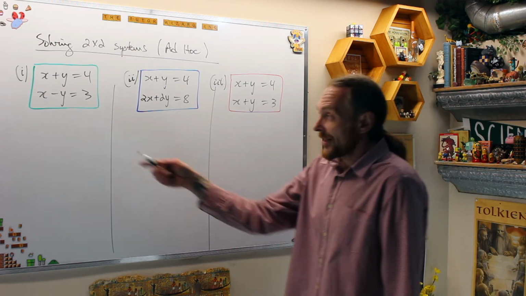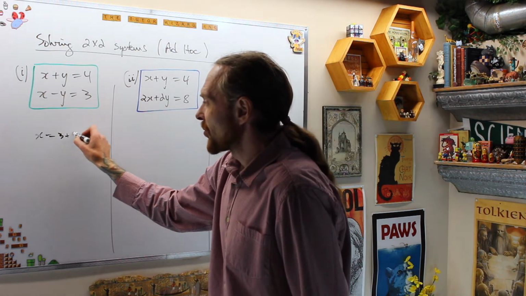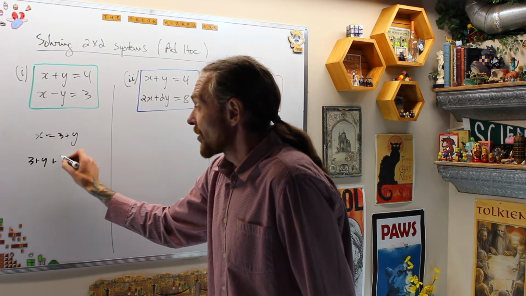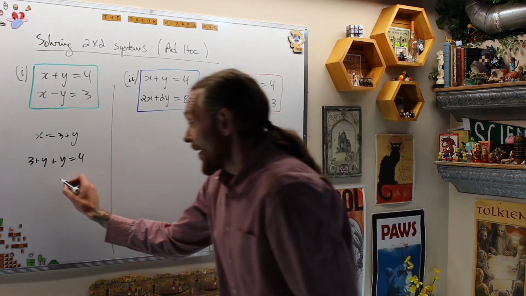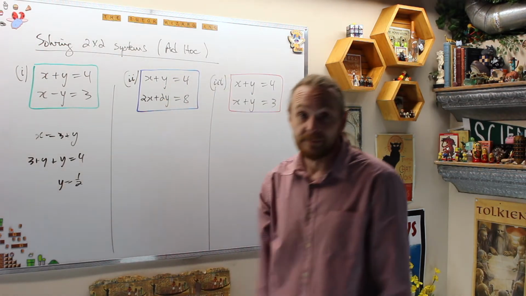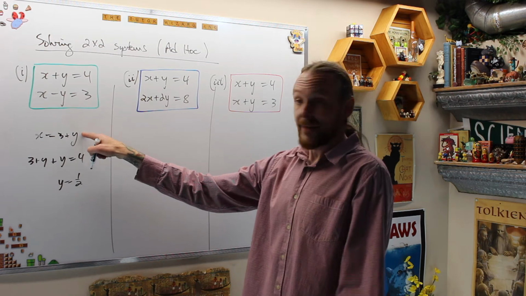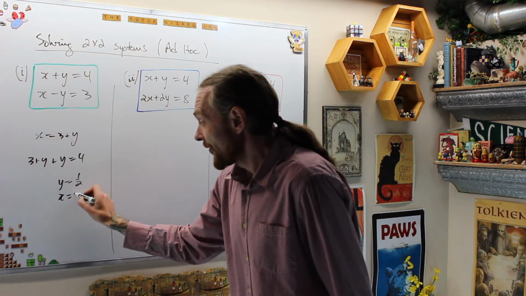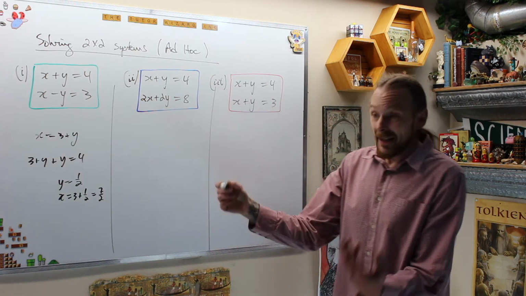In the first one, we already did this. In the last equation, I solved for x in terms of y. So x is 3 plus y. I plug that into the first equation. I get 3 plus y plus y equals 4. You group like terms, and that's one equation and one unknown. That tells me that y is 1/2. Because y is 1/2, I can substitute that back into x, and that says x is 3 plus 1/2, which is 7/2.